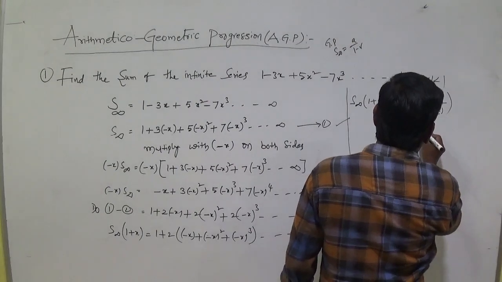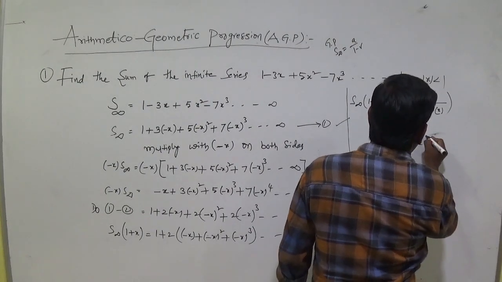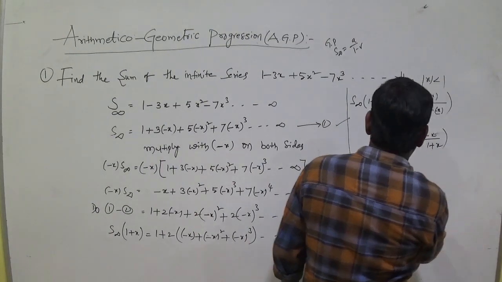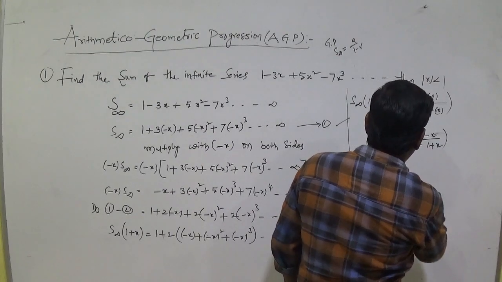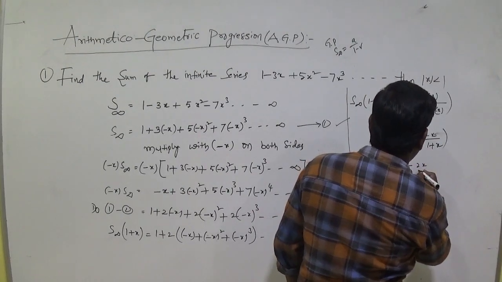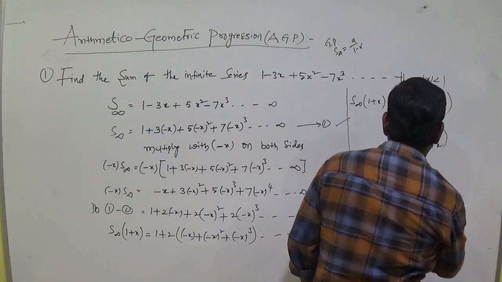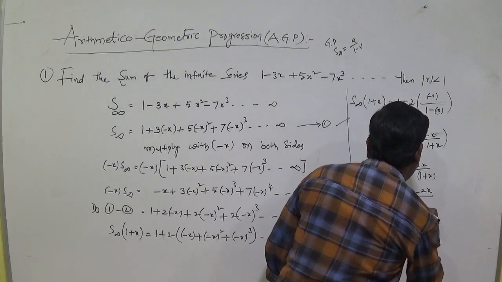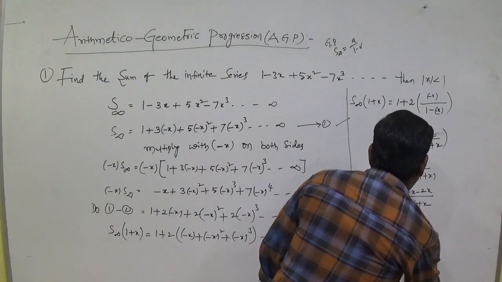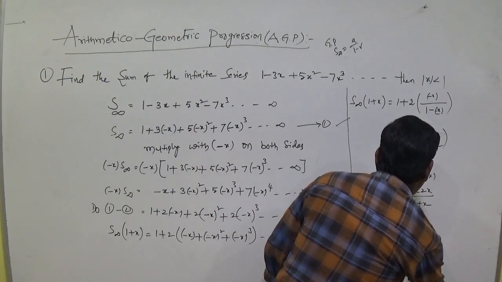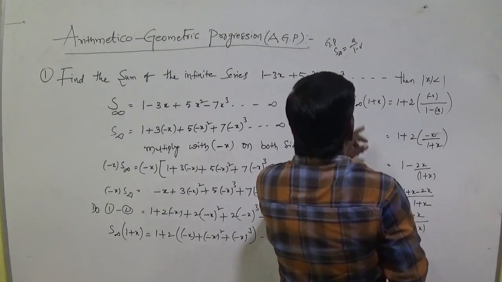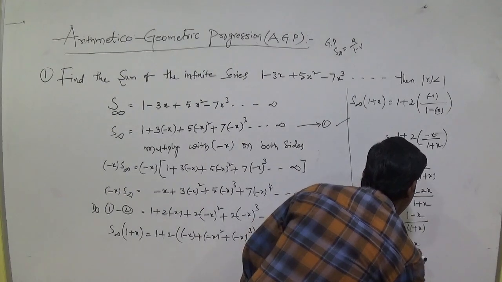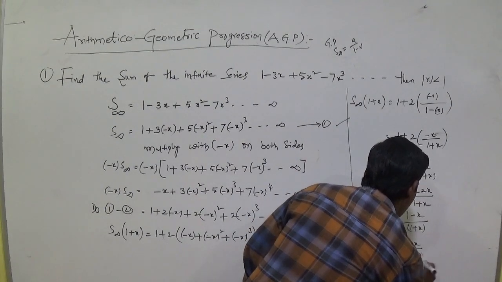So 1 plus 2 into minus x by 1 plus x. That means 1 minus 2x by 1 plus x. By the LCM, 1 plus x minus 2x by 1 plus x. That means 1 minus x by 1 plus x. So S infinity equal to 1 minus x by 1 plus x whole square.